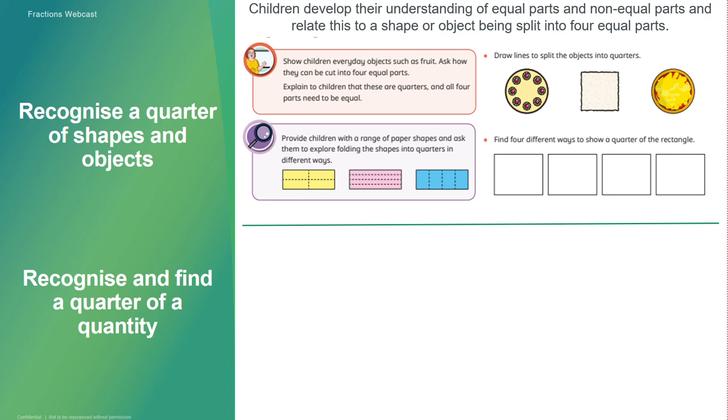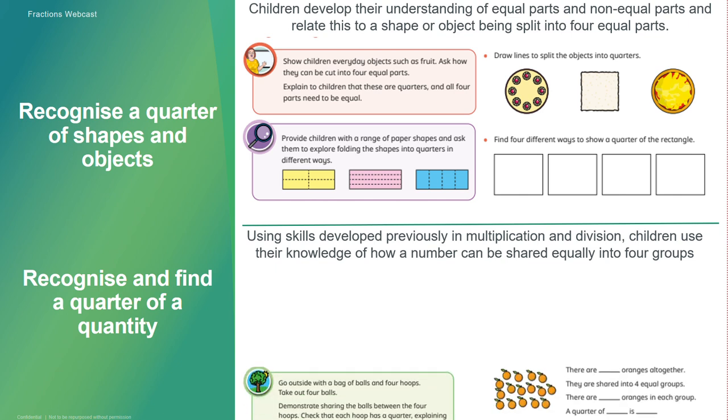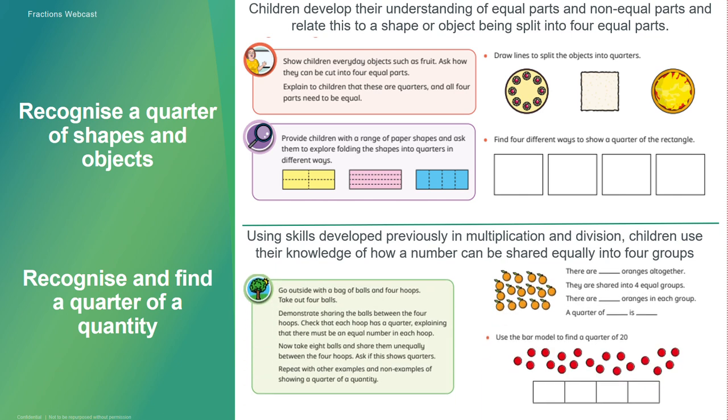Children then move on to find a quarter of a quantity through their understanding of how to share a set of objects equally. It is important that children use a wide range of manipulatives to show the groups clearly, drawing around quantities or physically sharing objects. We would encourage children to see the link between finding half of an amount and then half again to find a quarter. And here again are some examples that we would do with the children.